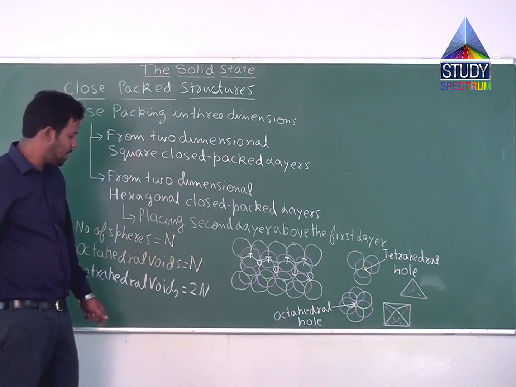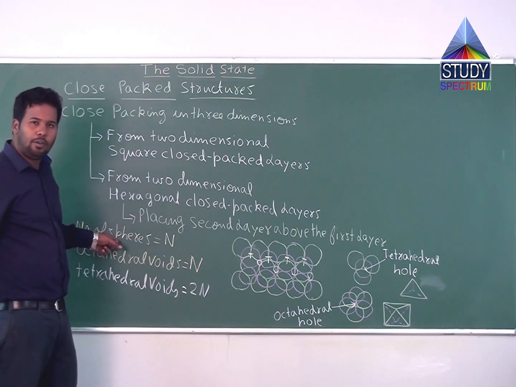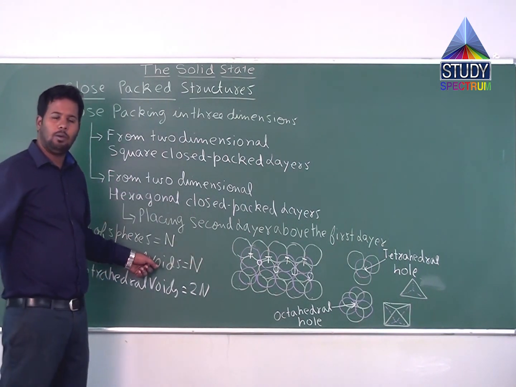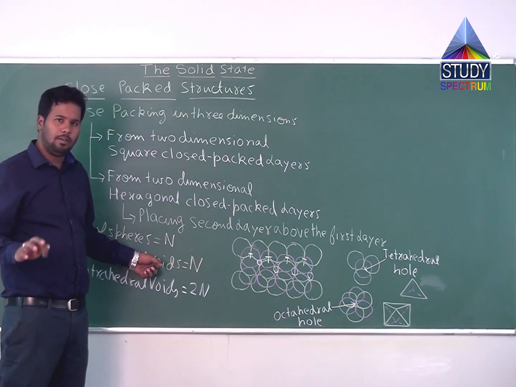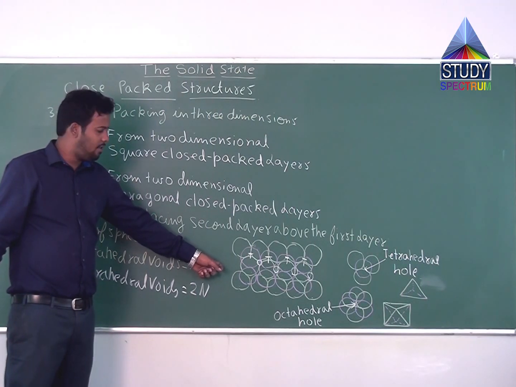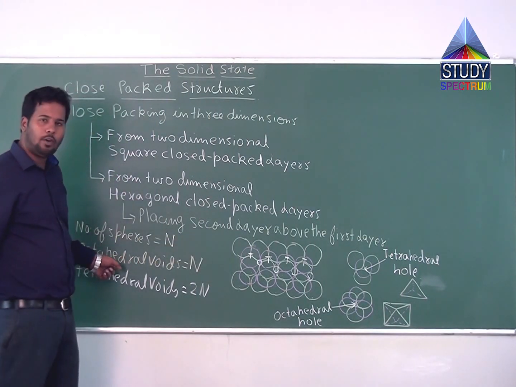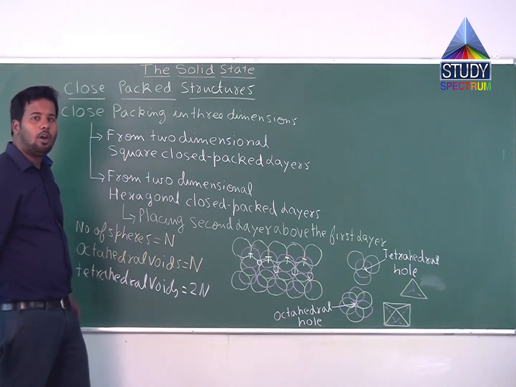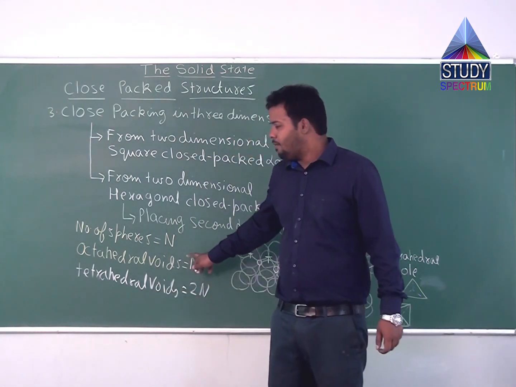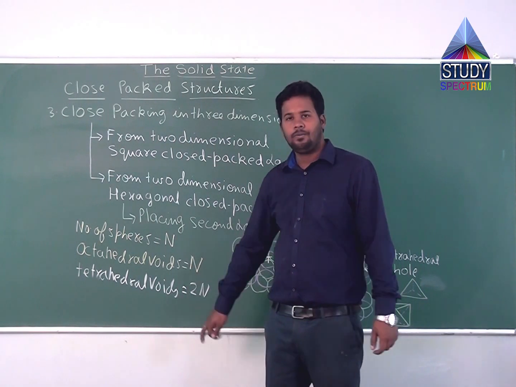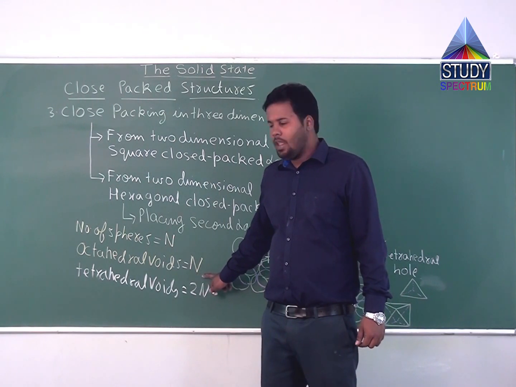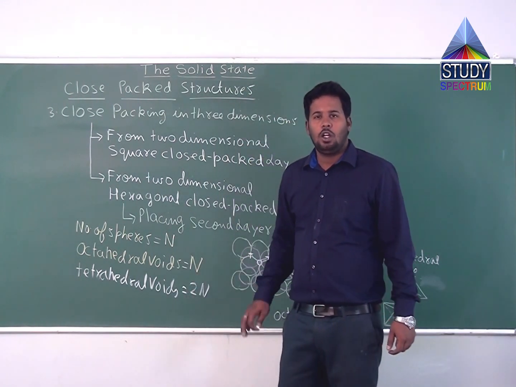So if there are N spheres in a close packed structure in 3 dimensions, then the number of octahedral voids will be exactly equal to the number of spheres. That is, if there are 10 spheres in a 3-dimensional arrangement, then the number of octahedral voids formed will also be 10. But the number of tetrahedral voids formed will be 2 into 10, that is 20. That is why, if the number of spheres is represented by capital N, then the number of octahedral voids formed will be exactly equal to the number of spheres, that is N, and the number of tetrahedral voids formed will be twice the number of spheres, that is 2N.